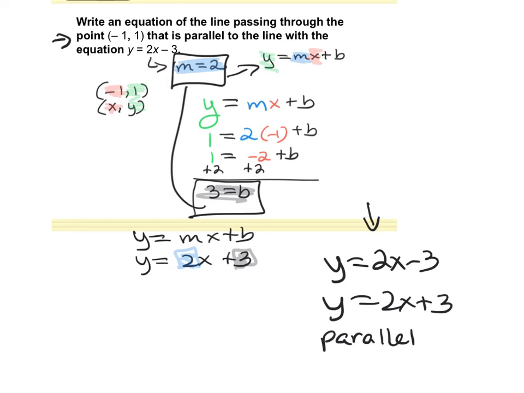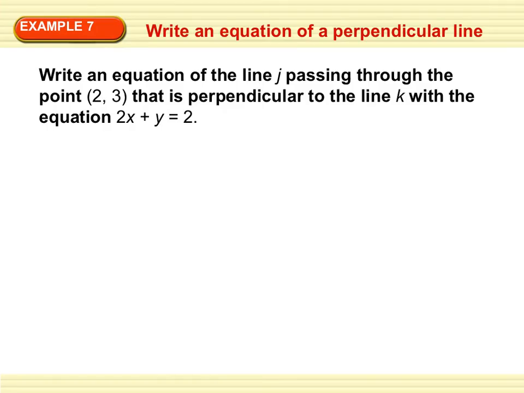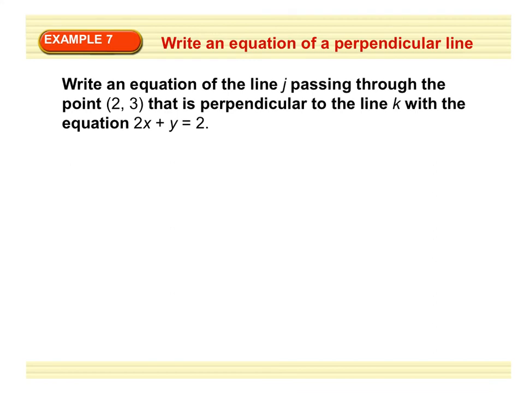Let's try now doing one that's perpendicular. So this time they want us to write an equation of the line J that'll pass through the point 2, 3, and it needs to be perpendicular to line K, and line K has this equation. I need to put it into y equals mx plus b form first because I need to get the slope of the line. So let me go ahead and rearrange.